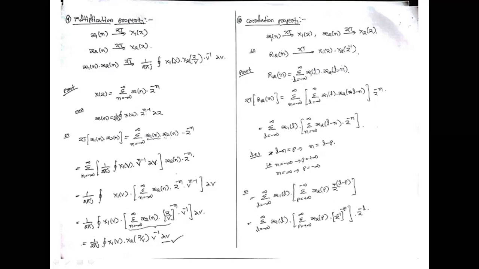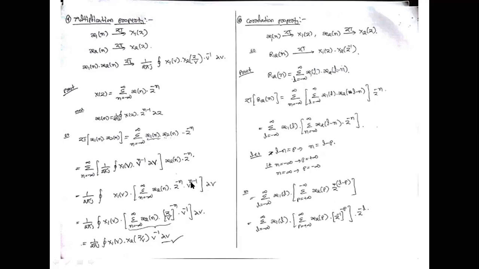To prove the property, they are asking it in terms of v. So I'm changing this z as v, since I'm substituting for the x1 of n, v power n minus 1, and dz is written as dv here. And another signal is there, x2 of n, z power minus n. Got it, students? So take this 1 by 2 pi j, the integral x1 of v, and the sum of n equals minus infinity to infinity, x2 of n, z power minus n, and here v power n minus 1 and the dv.